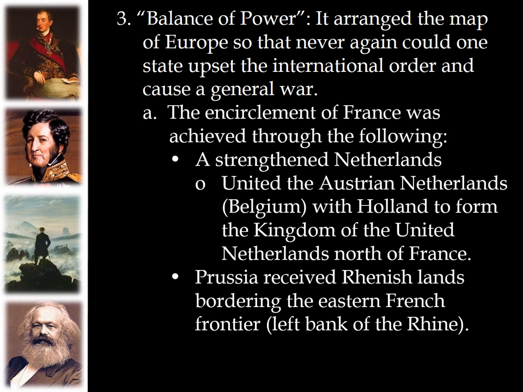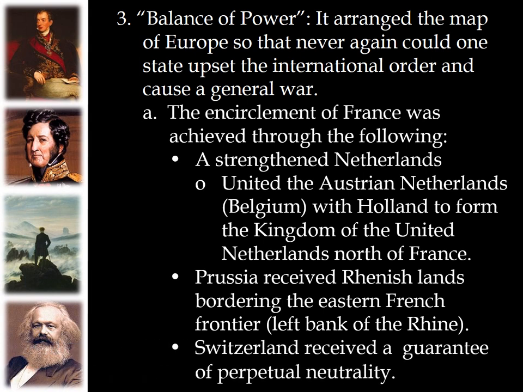Prussia received Rhenish lands bordering the eastern French frontier, the left bank of the Rhine River. And Switzerland received a guarantee of perpetual neutrality. If you ever wondered why Switzerland is always neutral in all wars, from the 19th century on to the current day, this is why. Right here, they received a guarantee of perpetual neutrality.